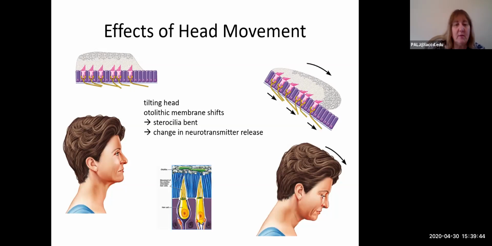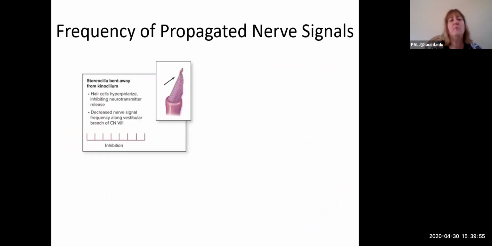And so if you look at this bottom picture, you can realize that the bending can be going in this direction, or it can be going in the opposite direction. So when the stereocilia are being bent away from the kinocilium, so if the bending is going in this direction, the hair cells are going to hyperpolarize, so they're not going to be releasing any neurotransmitters. So the nerve signal impulses are very slow, few and far between.